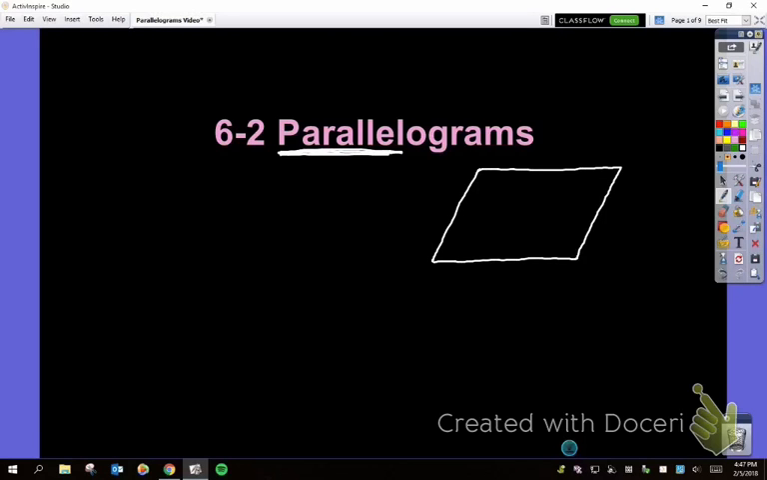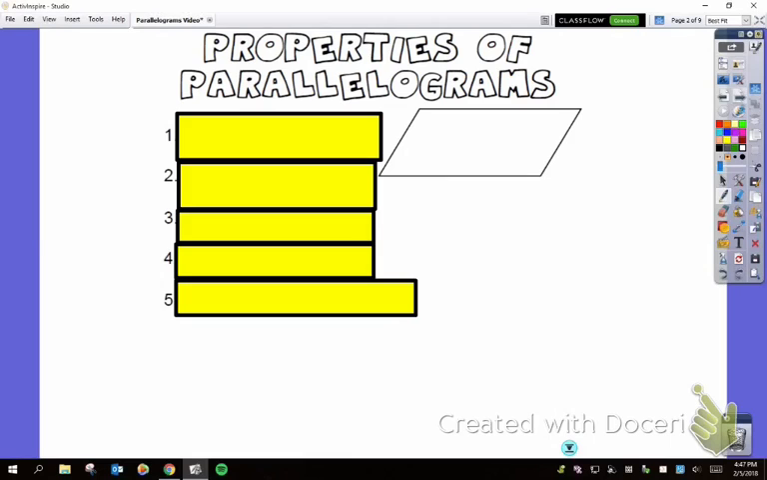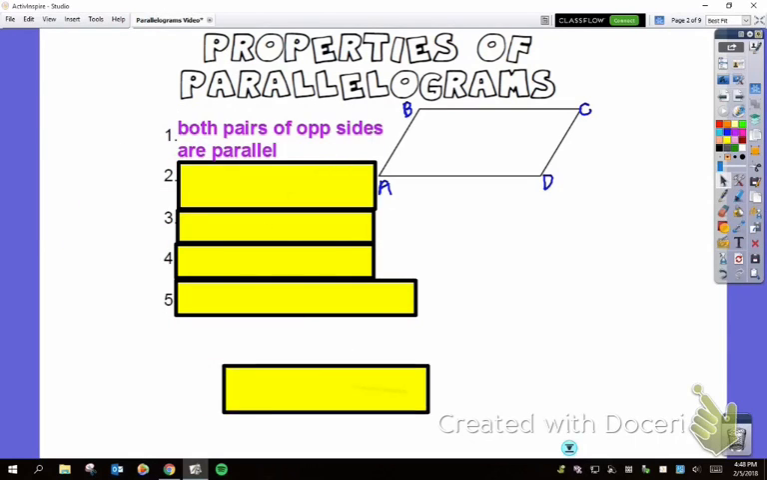Now, we have 5 main properties that we are going to talk about when we talk about parallelograms. The first thing that I'm going to do is label our parallelogram as A, B, C, and D. Now, a parallelogram is part of the quadrilateral family because it has 4 sides. So the first property of parallelograms is that both pairs of opposite sides are parallel.